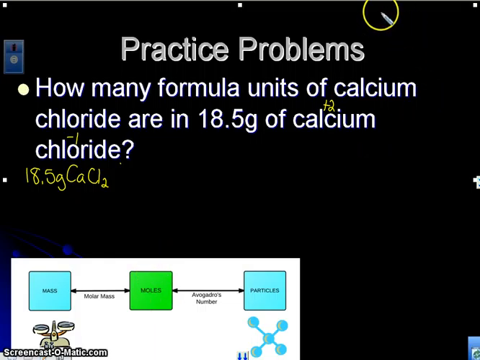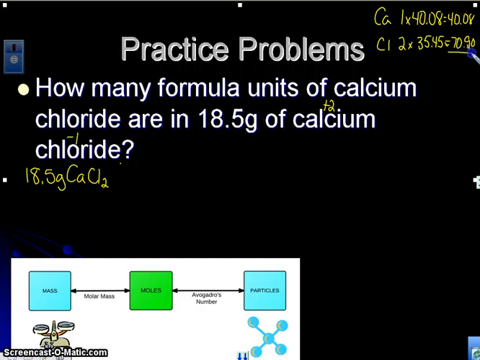And then we want to go from mass to moles. So let's figure out our molar mass for calcium chloride. We have Ca, there's 1 calcium, and the molar mass, you should be looking this up on your reference table, is 40.08. And for chlorine, there are 2 chlorines in our formula, and that molar mass is 35.45. And that gives us 70.90. When we add those up, it gives us 110.98.